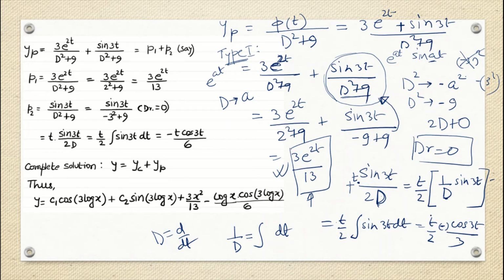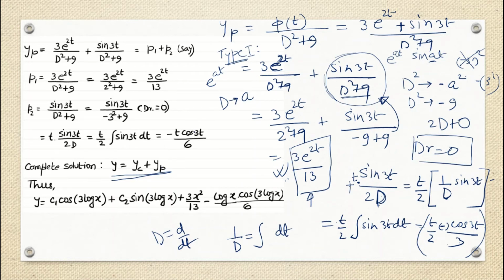Can I say that my job is done? Yes, because I can't find D in the numerator or denominator. That means you got your yp. This was your yp first part. This is your yp second part. So fine, we also have got the same thing, right? So my complete solution of the given question is what? yc plus yp. So yc, whatever we had seen in the previous slide, and then yp is present here.